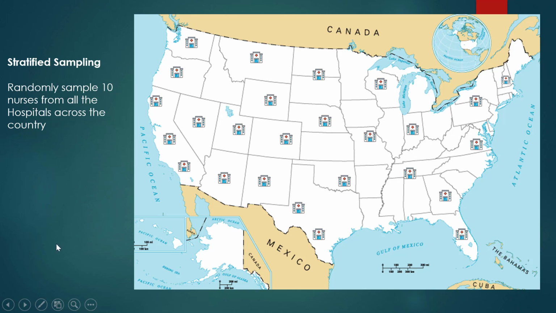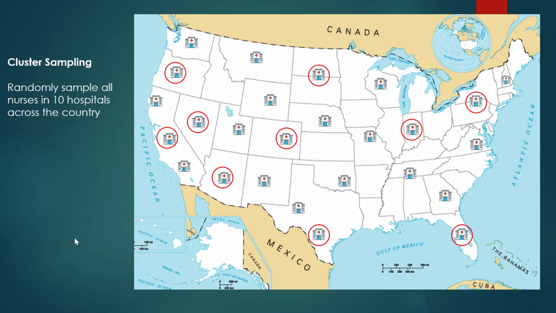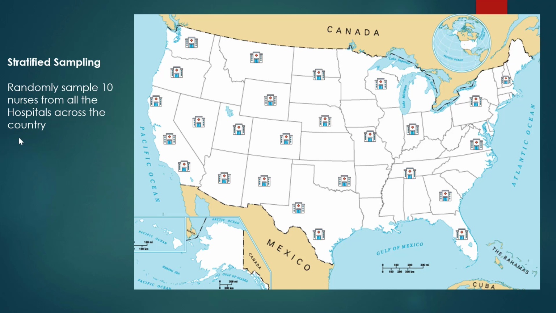hospitals across the country. Cluster sampling, randomly sample all nurses in 10 hospitals across the country. We're taking those 10 hospitals as clusters. Stratified sampling, we randomly sample 10 nurses from all the hospitals. The hospitals are acting as our strata.